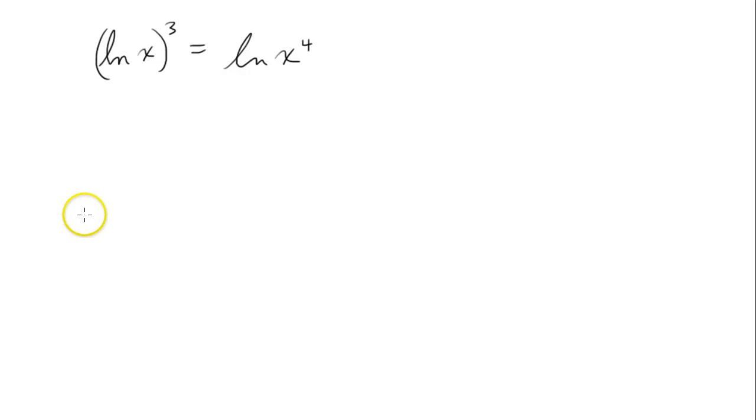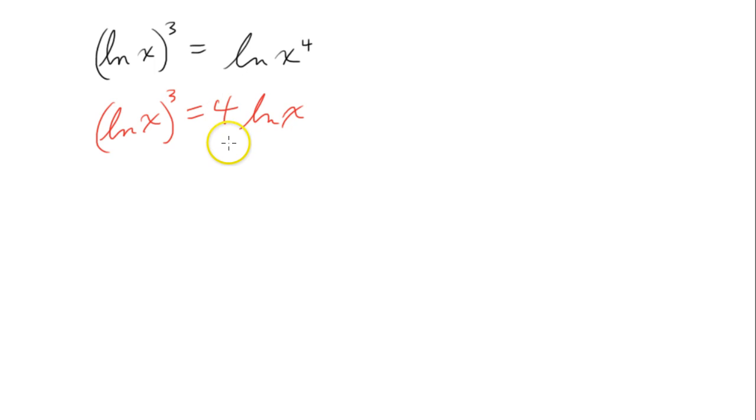In this video, we'll be solving this logarithmic equation. We have the natural log of x, and the whole thing is raised to the third power, and then on the other side we have equals the natural log of x to the fourth. Well, this natural log of x to the fourth can be rewritten as 4 times the natural log of x. The left-hand side can't be rewritten in any other way, so we'll just write the natural log of x. The whole thing is cubed.